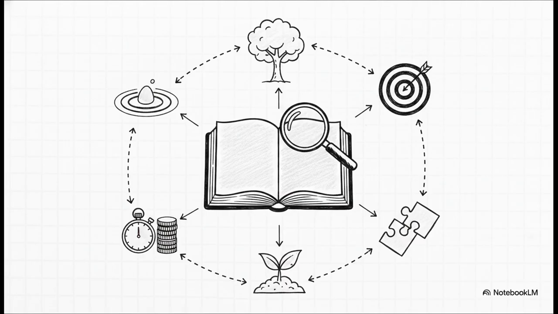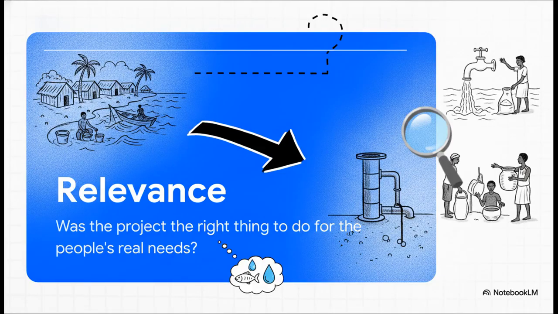Let's look a bit closer at a few of these crucial ones. The big takeaway regarding relevance is making sure you actually addressed a true community need, rather than just delivering what was convenient for your organization. You really have to ask yourself, did this coastal community actually need boreholes, or did your NGO just happen to have a borehole drilling budget? Relevance grounds the entire project in reality.